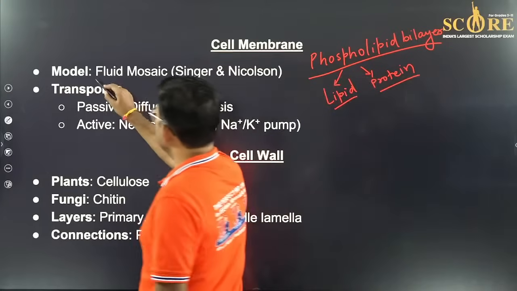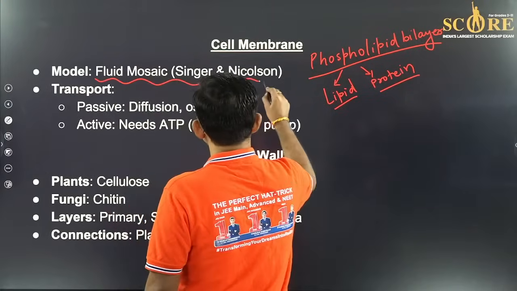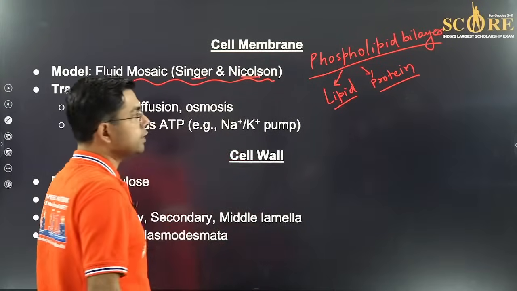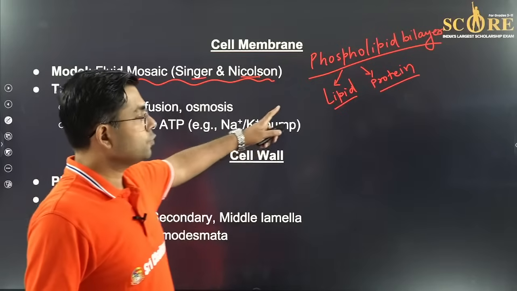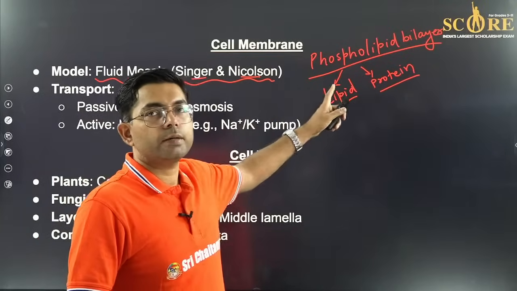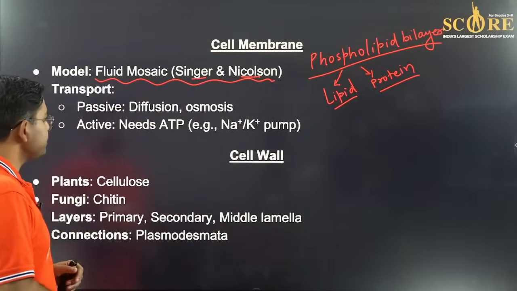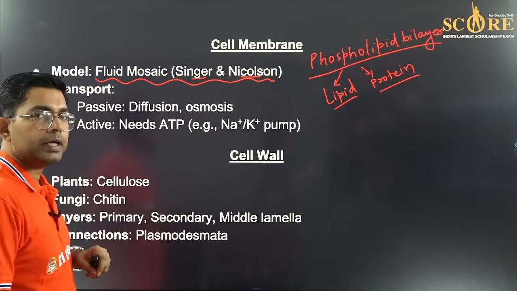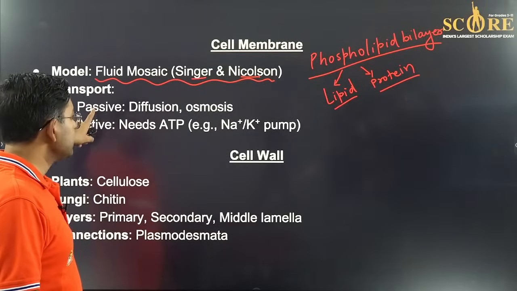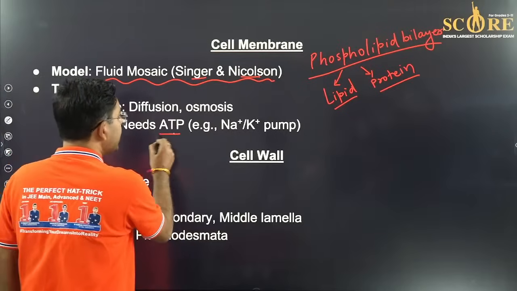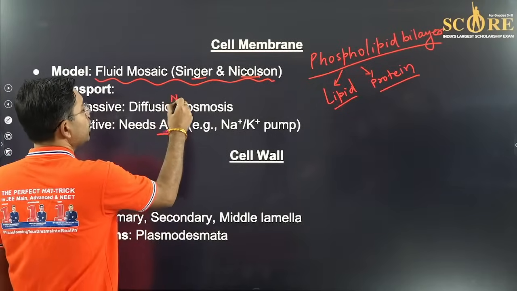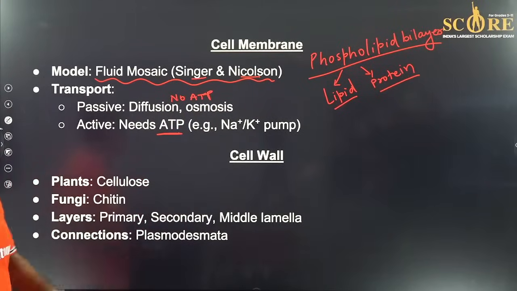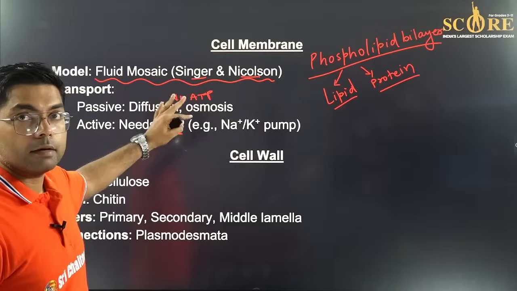Who discovered this? The fluid mosaic model was given by Singer and Nicholson, the names of the scientists. He said that phospholipid is bilayer and it is made up of lipid and protein. If there is membrane, there can be transport across membrane, and transport can be passive or active. Active transport needs ATP, passive transport requires no ATP. So this is the cell membrane.